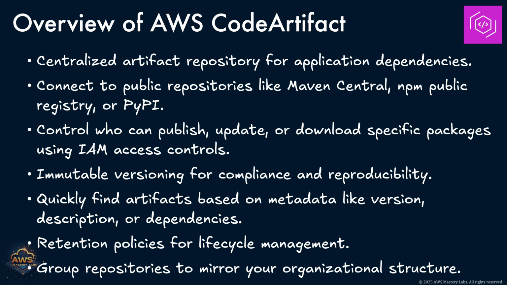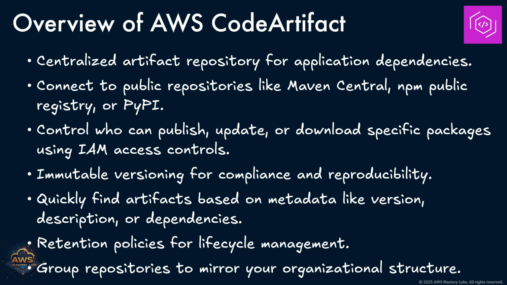Think of Code Artifact as your centralized artifact repository, a secure, scalable place to keep all the packages your applications depend on. It supports popular package formats like Maven, NPM, PyPI, and NuGet, making it a single service to manage all your artifacts. One of the most powerful features of Code Artifact is its ability to connect to upstream repositories. This means you can automatically pull packages from trusted public sources like Maven Central, the NPM Public Registry, or PyPI, while caching them locally for faster and more reliable builds.